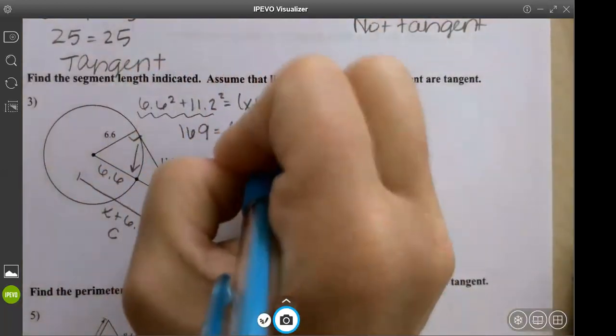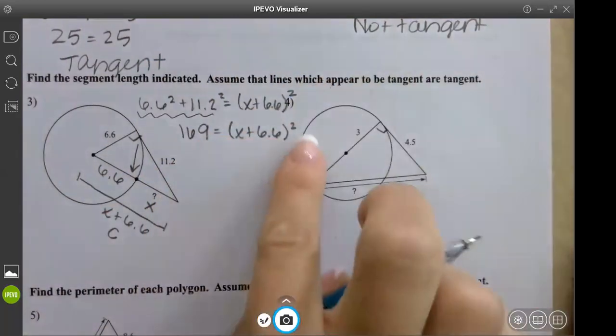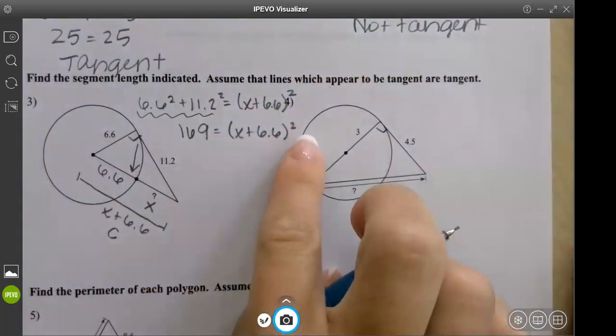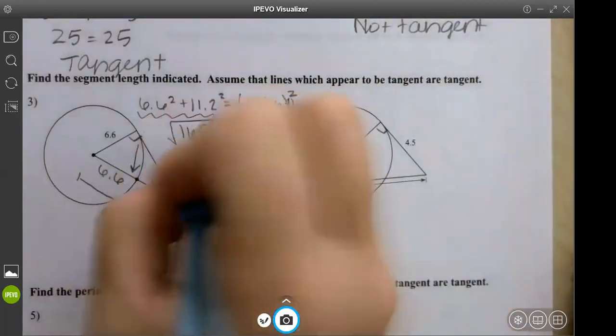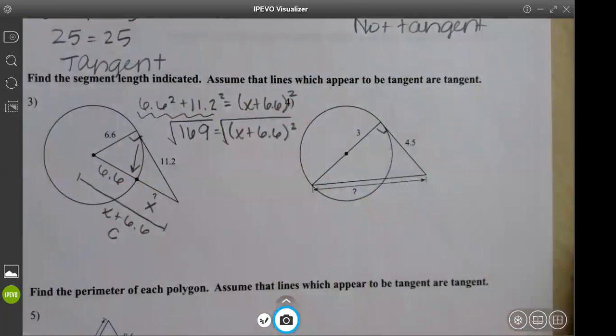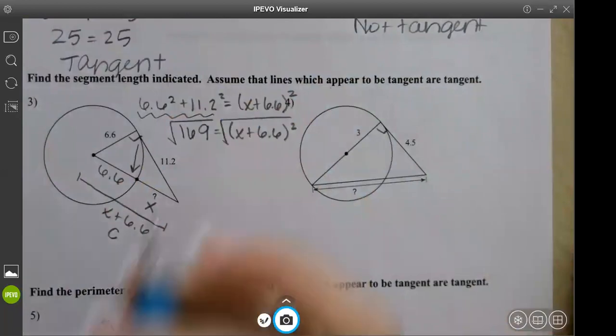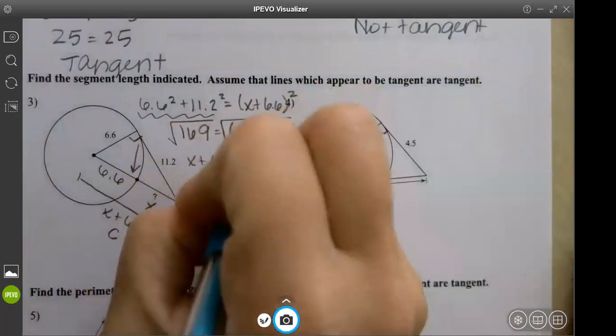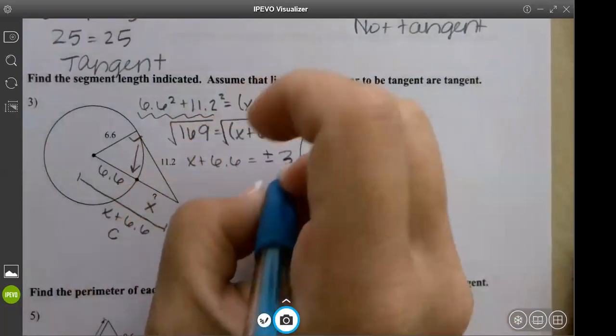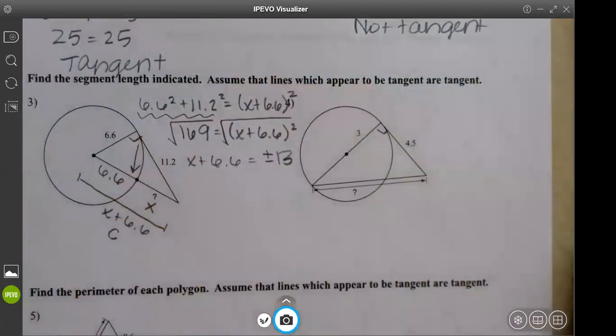And then to save me some trouble, how do I get rid of a square? Square root it. So we're going to square root both sides. Now we need to remember that when we square root, we have 2 answers, a positive and a negative.